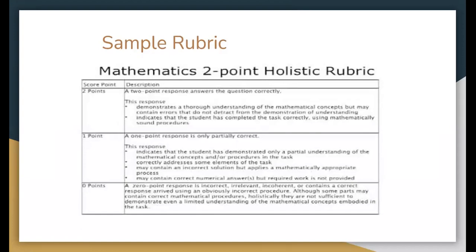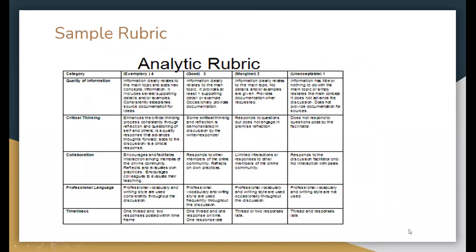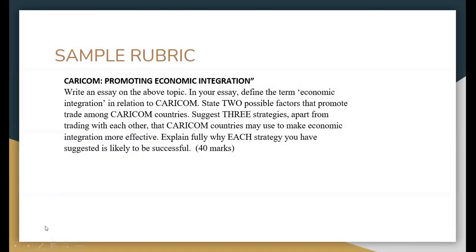Okay, so if you notice, when you look at the holistic rubric, because I don't think you fully understand what they mean by holistic. When you look at the holistic rubric, you notice that all the descriptors are there.